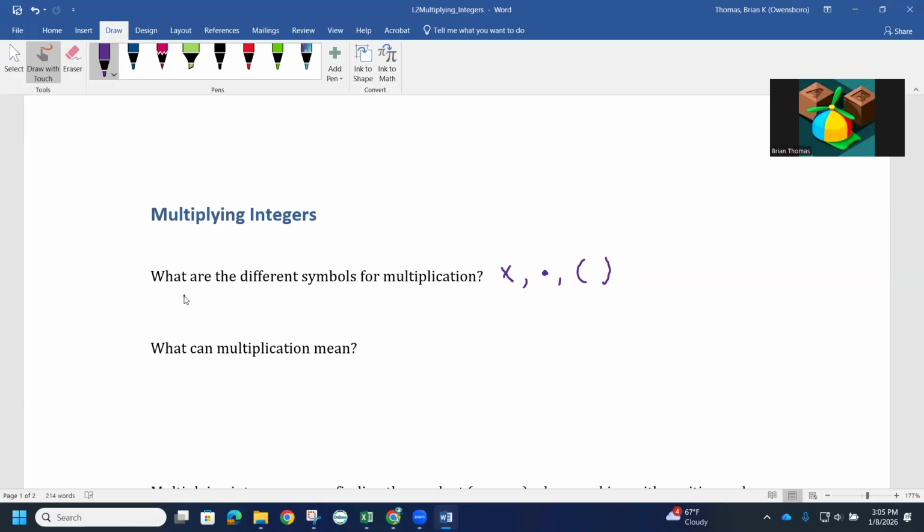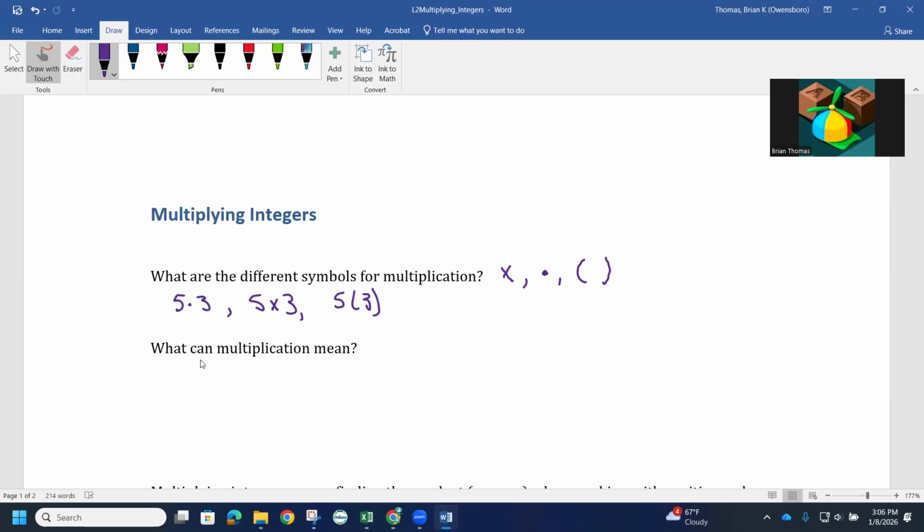So, if I give you 5 times 3, we could also say 5 dot 3, or we can say 5 in parentheses 3. These would all be equivalent. The one we like is this 5 times 3.